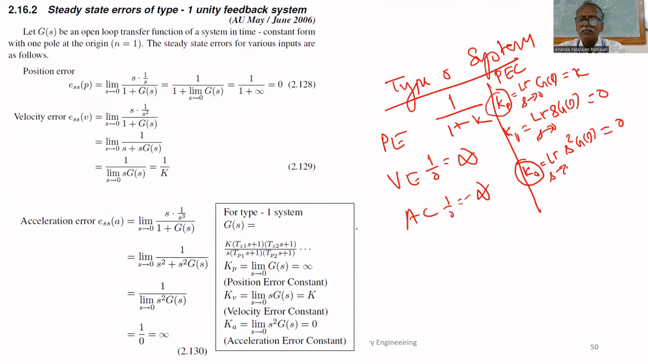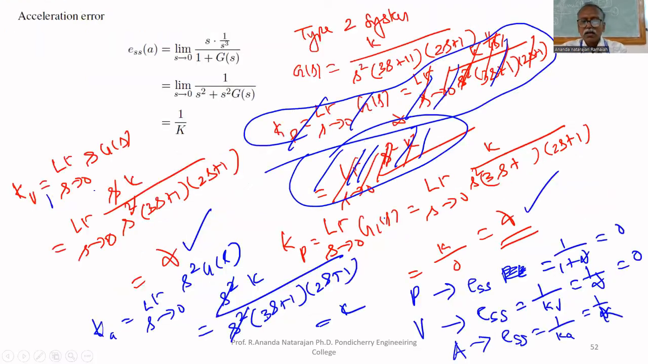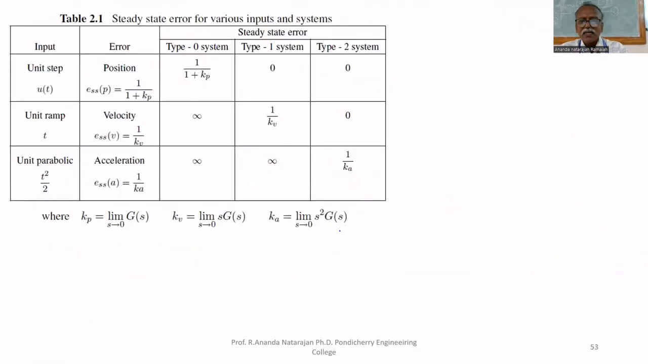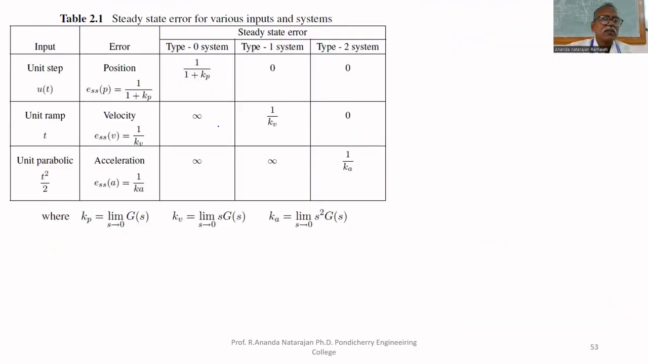In the second case, you are getting 0. That is, if it is type 1, it is 0 for position, 1 by K for velocity input, and infinity for acceleration input. Likewise, if it is a type 2 system, the error is 0, 0, 1 by K. That 1 by K is moving down in this table.